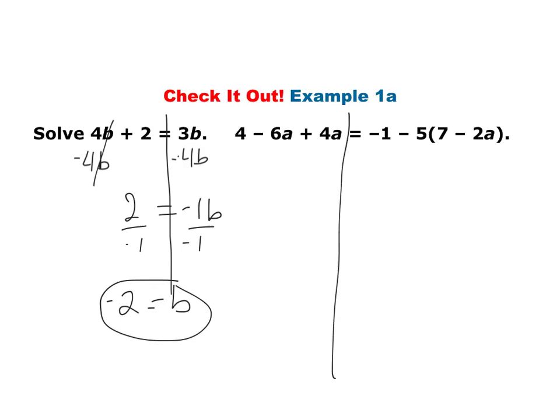Alright, one more example we can look at. On the left side, I'm going to go ahead and simplify that. So this minus 6a is really like a negative 6a, because if I made it plus a negative, if you want to think about it that way. So I have negative 6a, and I'm adding 4a. So I have my positive 4, and then I'm going to have minus 2a on the left.